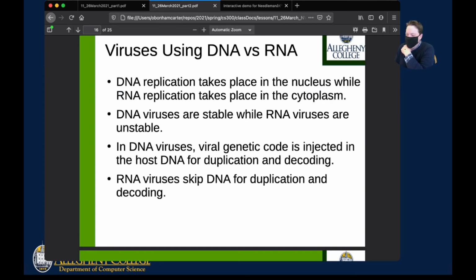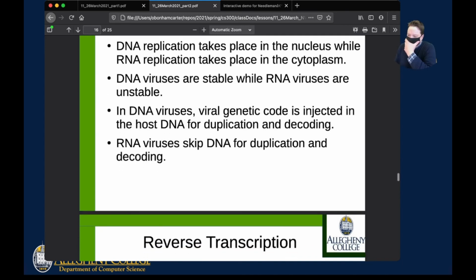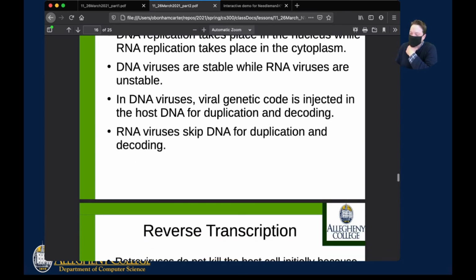But DNA viruses are stable while these RNA viruses are unstable, because RNA just mutates all the time, whereas DNA has these built-in checks and error checking, but also it happens in a very safe environment, the nucleus, where you're not likely to find much bumping around. So this is the most unusual thing, though.